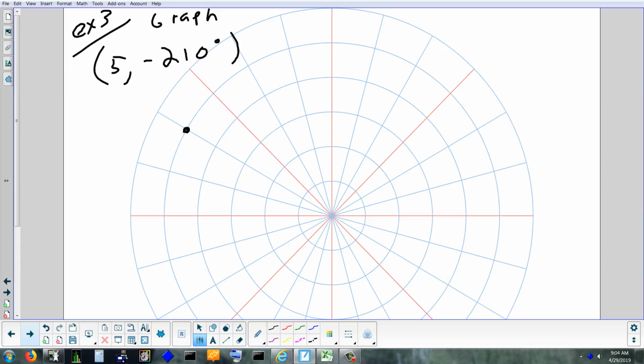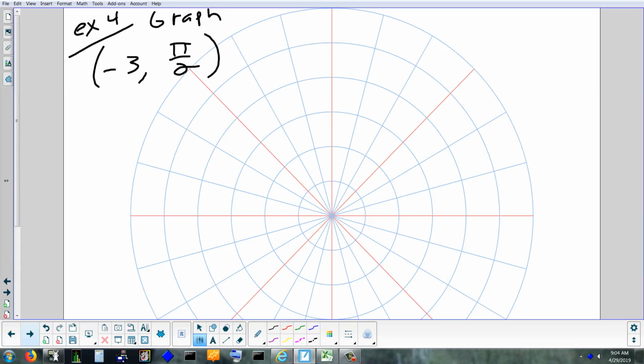All right, let's switch where the negative is. Now we've got negative radius, positive angle. So we get negative 3 comma pi over 2. Which, again, we might want to write it in degrees. What's pi over 2? That's 90, right? Just double what we did before, pi over 4. So that's 90.